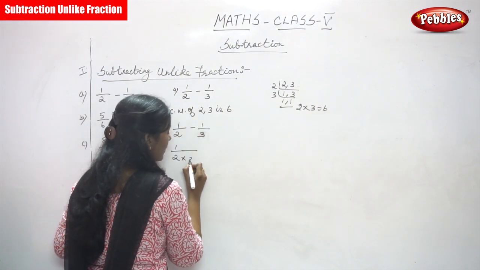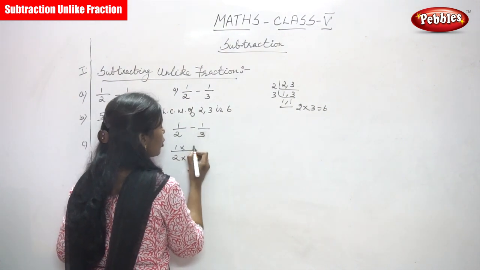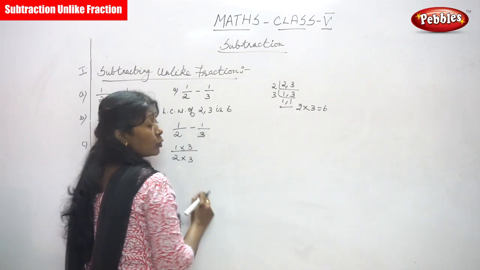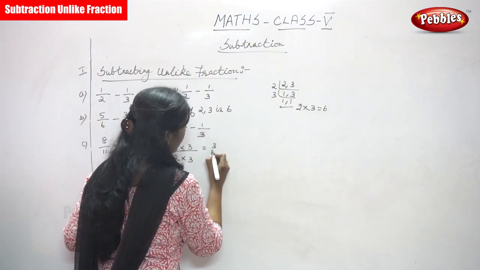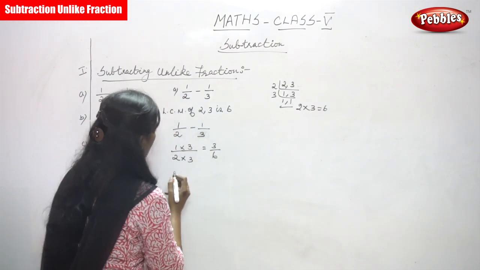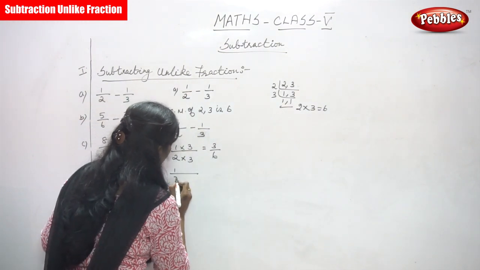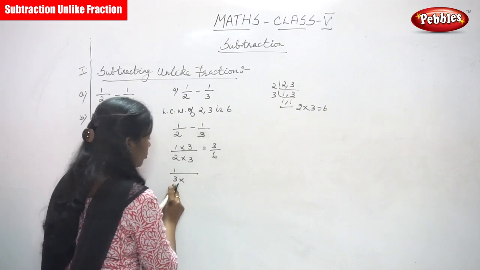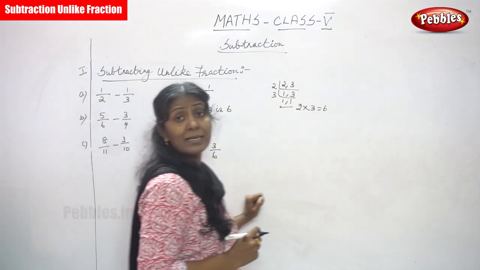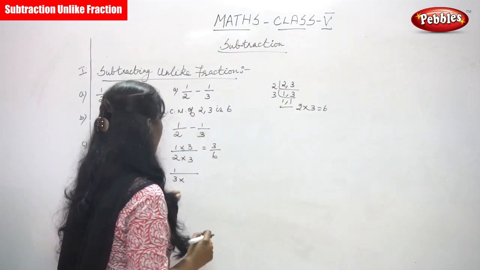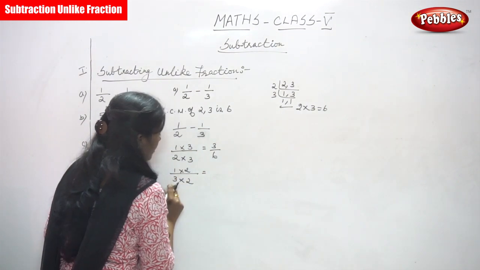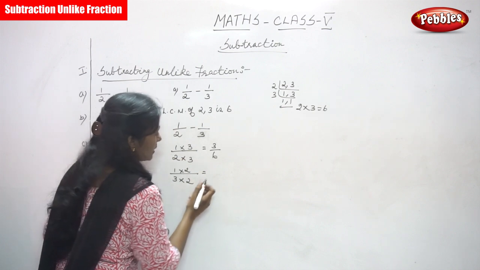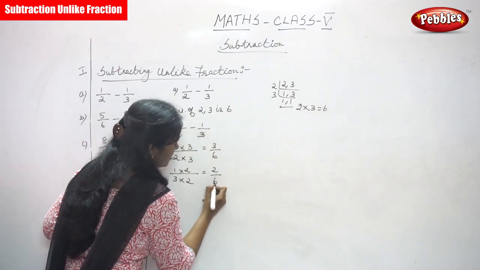So I have to multiply the denominator by 3. If the denominator is multiplied by 3, the numerator is also multiplied by what? 3. So what will you get? 3 by 6. The next is 1 by 3. I have to make this 3 as what? 6. So 3 is multiplied by 2. Here also multiply by 2. So the denominator multiplied by 2, the numerator is also multiplied by 2. So you get 2 by 6.